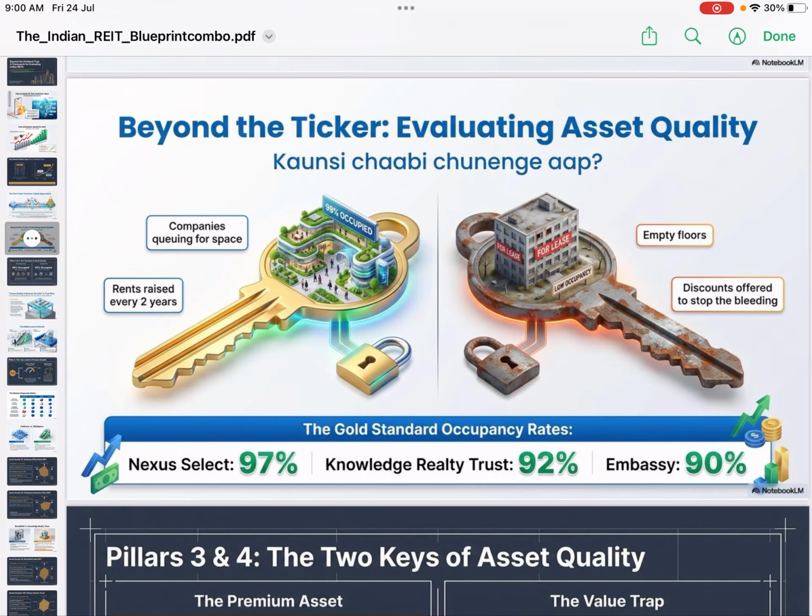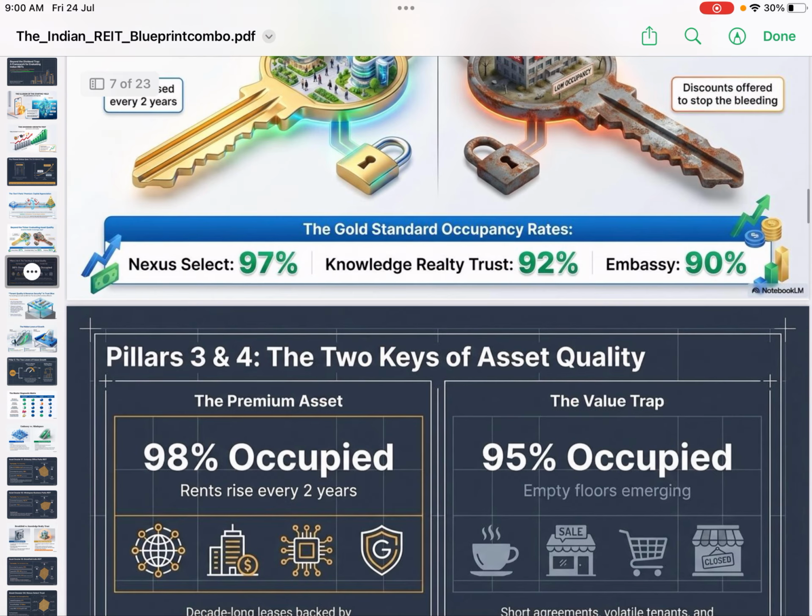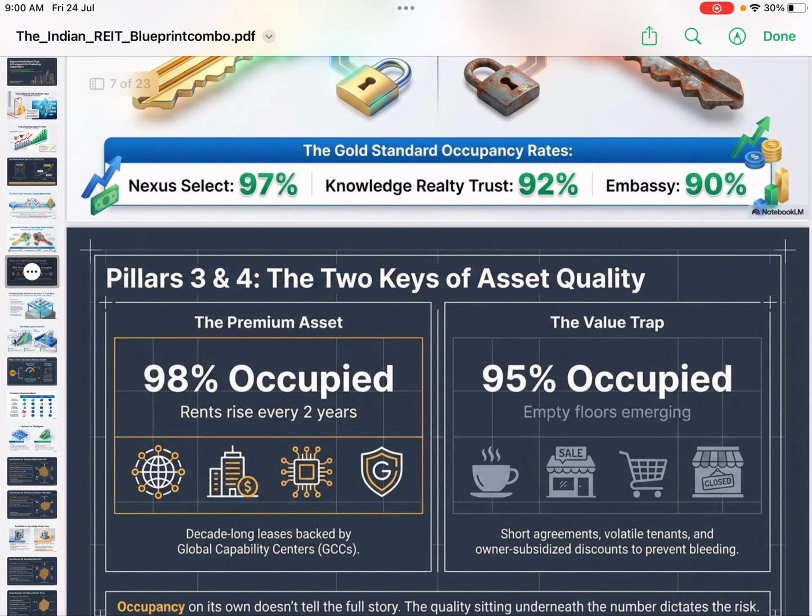Now we will understand it with an apartment example. I will explain what mark to market is. So here is a professional secret called mark to market. Now what is mark to market?